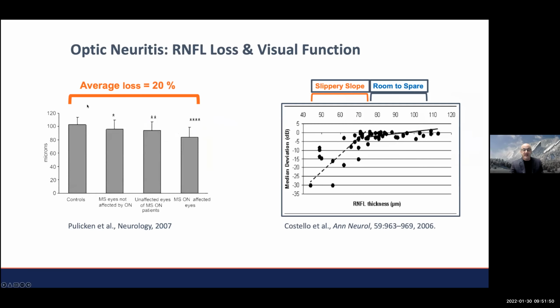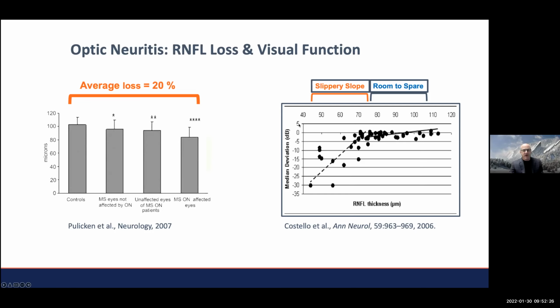We've known for quite some time, since time domain OCT arose, that there was retinal nerve fiber layer loss in eyes affected by optic neuritis. In fact, the average thinning of the retinal nerve fiber layer was approximately 20%. But in those studies, we also observed that in MS eyes that were paired with an eye previously affected by optic neuritis, or even in MS eyes in a patient who never had symptomatic optic neuritis, there was evidence of silent retinal nerve fiber layer loss.